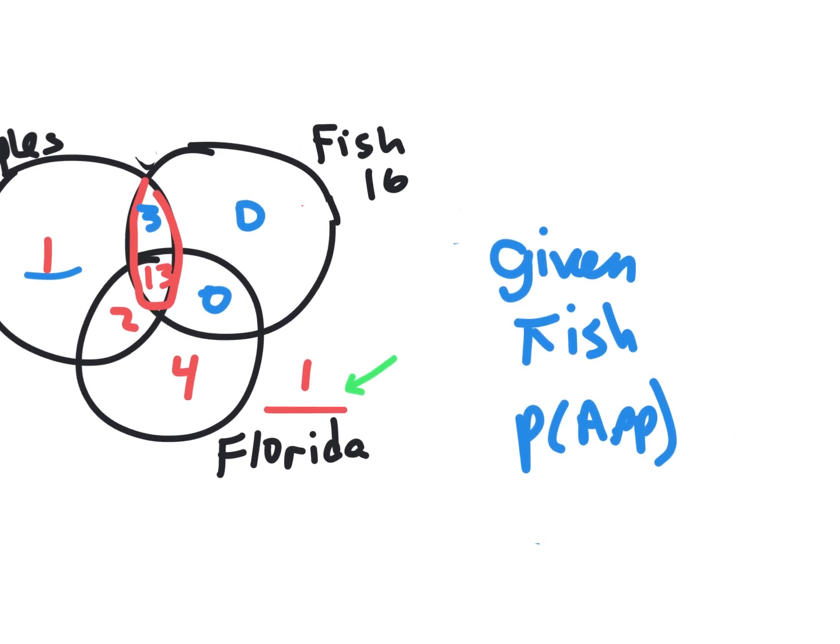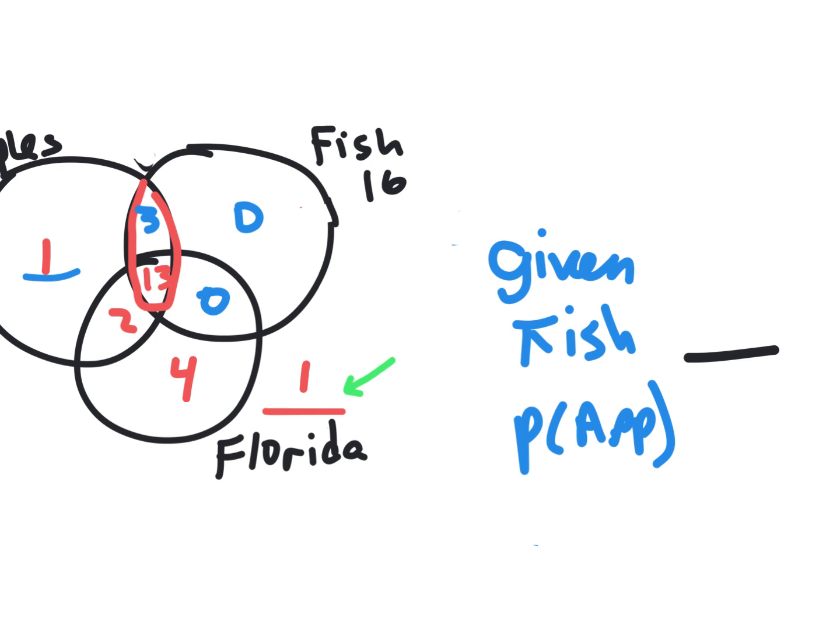All right, as soon as I say given fish, it's not out of 24 anymore. If I was only talking to people who have caught a fish, it's out of 16. Raise your hand if yours was out of 16. Good. And then probability apple. Well, I have to now look at the people that are possible, which are only inside the fish circle, and then pick from those. And it's all 16. Raise your hand if you had that one right. Nice. Okay.